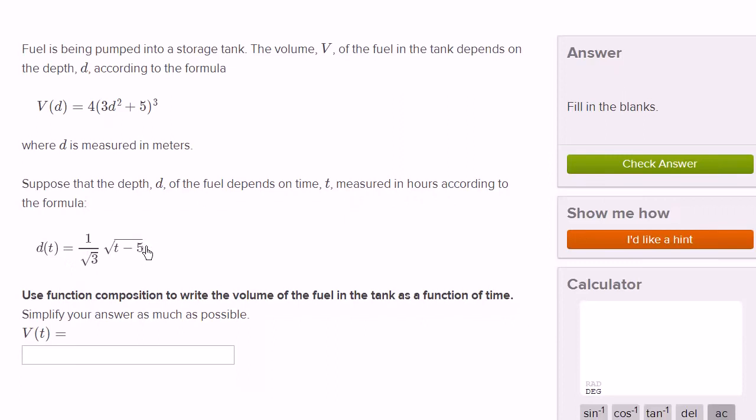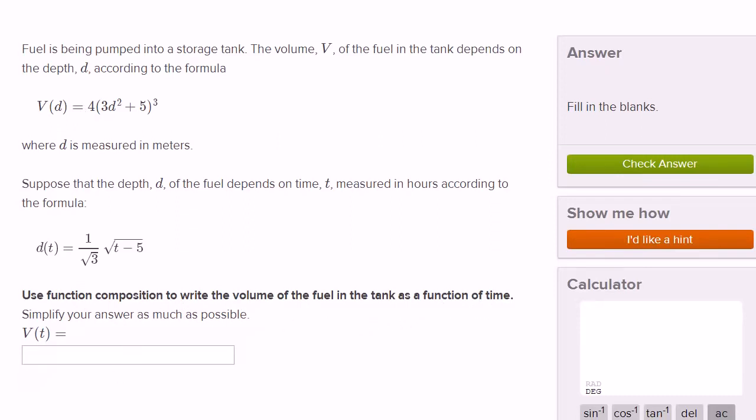5. And that makes sense, that if I'm pumping something into a storage tank, the depth of the fuel, I guess is what I'm filling, is going to depend on time. And then the volume could be dependent on the depth. Use function composition to write the volume of the fuel in the tank as a function of time. Simplify your answer as much as possible.